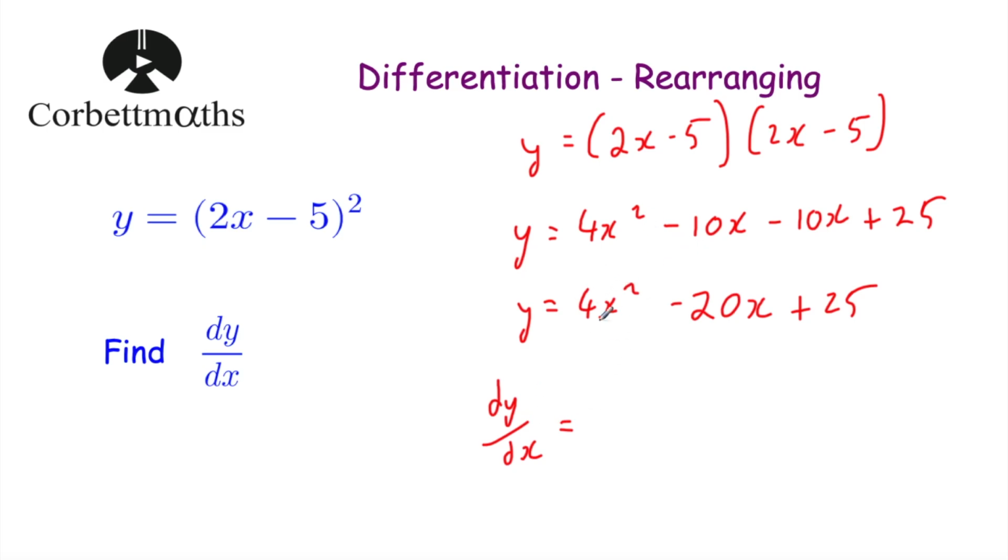So let's differentiate 4x squared to begin with. We'll bring the power down, so we'll times this 4 by the 2, and we'll get 8x, and then we'll reduce the power by 1. It was 2. When you take away 1, you get 1.